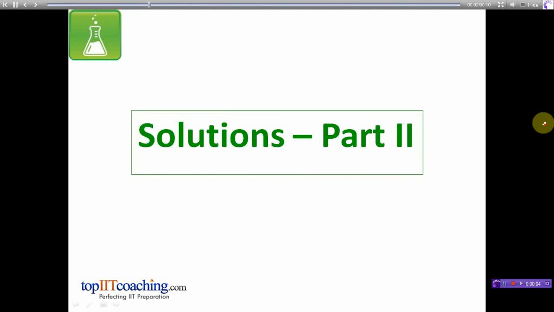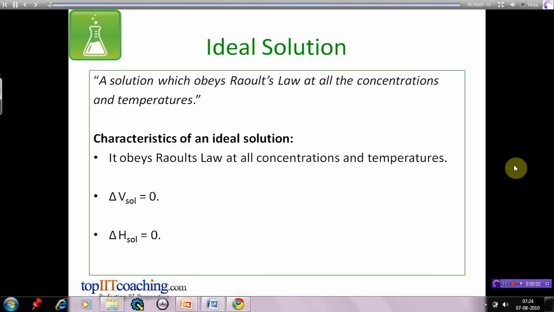Hello students, we'll continue with our discussion on solutions in this chapter as well, which is solutions part 2. Let's start with ideal solution. An ideal solution can be defined as a solution which obeys Raoult's law at all concentrations and temperatures.